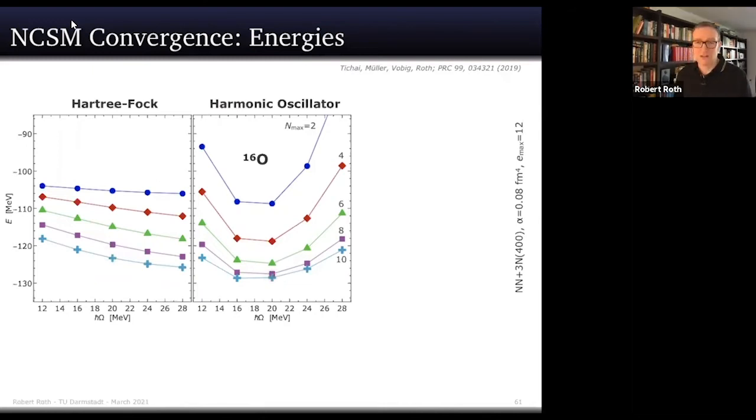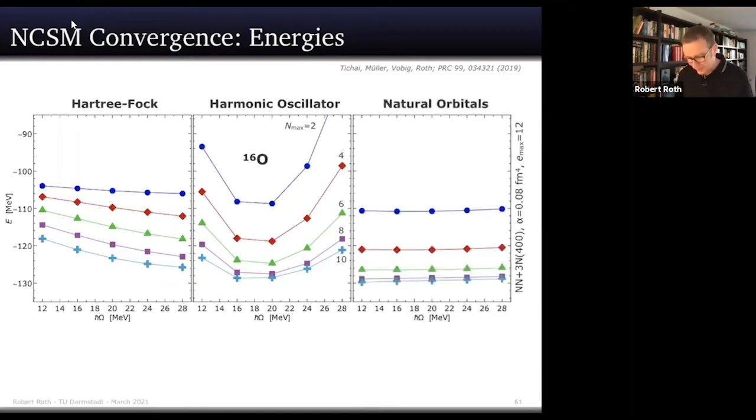So Hartree-Fock doesn't work at all. Very bad idea to use Hartree-Fock. And it took us a long time to understand why. Therefore, we came up with these natural orbitals, and they combine the best of the two worlds.